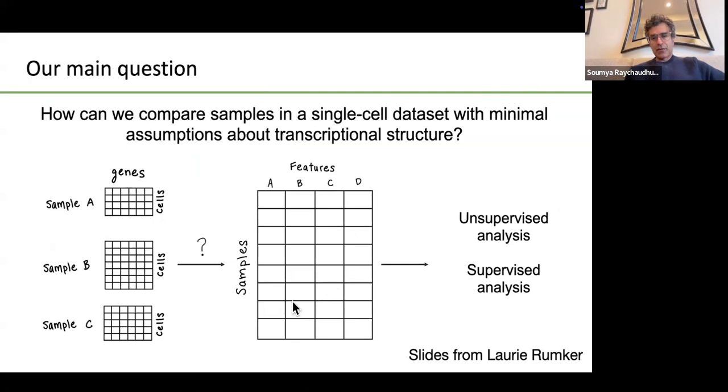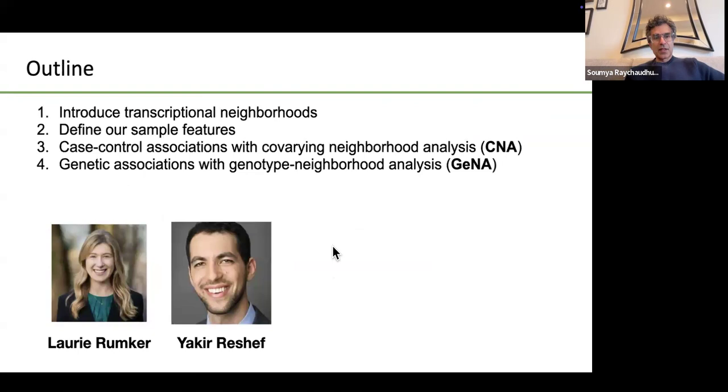And of course, once we have a matrix of samples and features, we can do unsupervised analysis, we can do supervised analysis, or some combination of both. And again, the framework I'm going to present now is this framework that Lori and Yakir really developed and then applied to different situations.